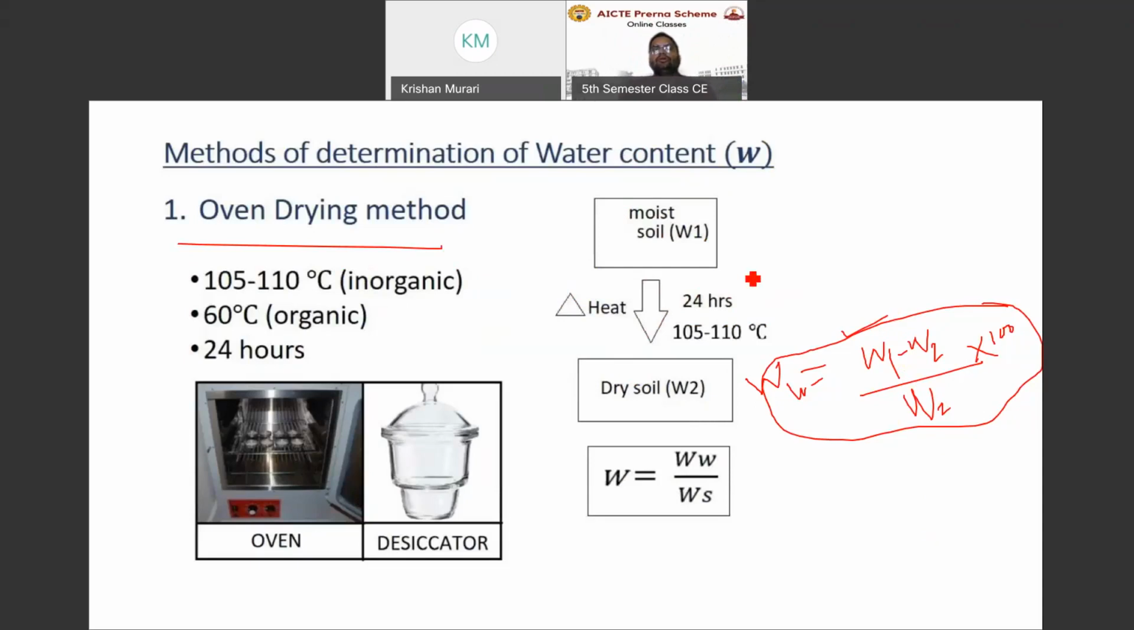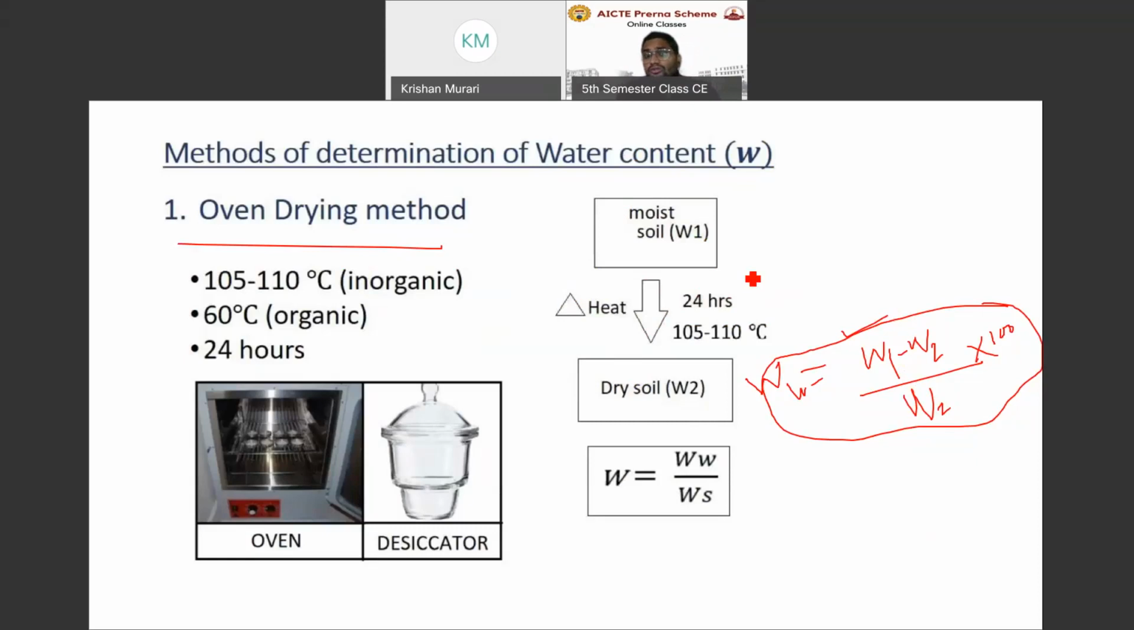Then you have to find the weight of water. The weight of water is W1 minus W2, and we take the ratio with respect to the weight of solid. What is the weight of solid? The weight of solid in dry condition, which is W2. So (W1 minus W2) upon W2 into 100. You can find the water content with this simple formula. Here two things are used: first is the oven, second is the desiccator.